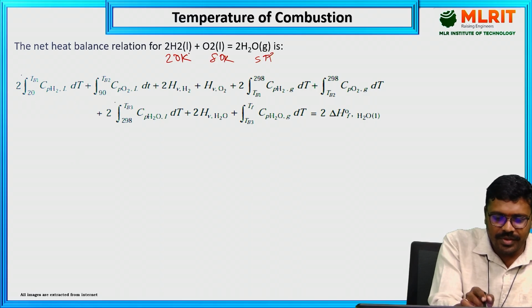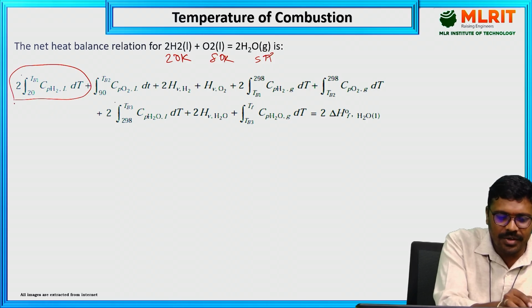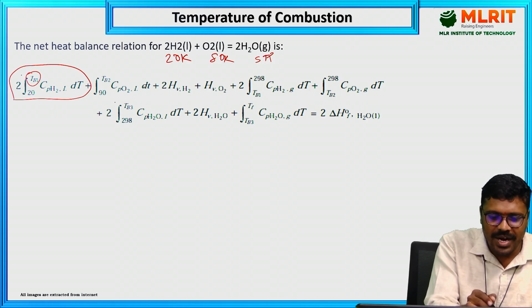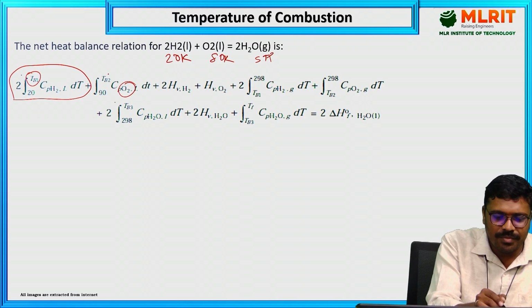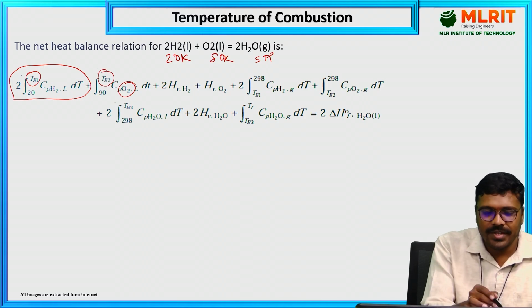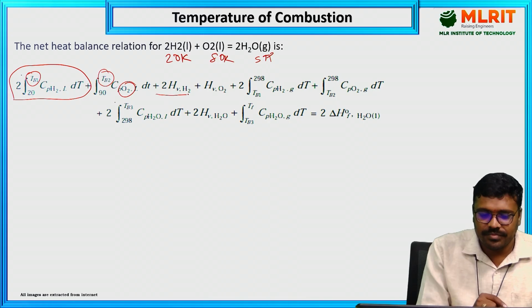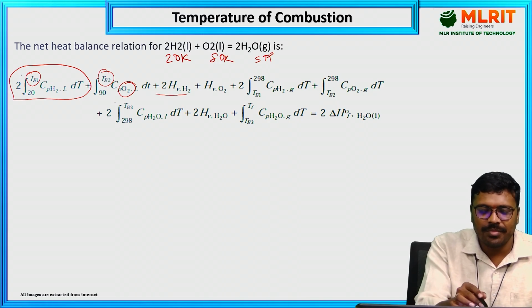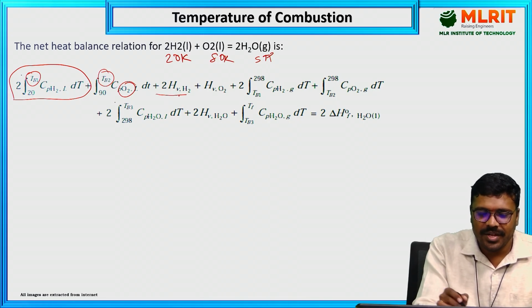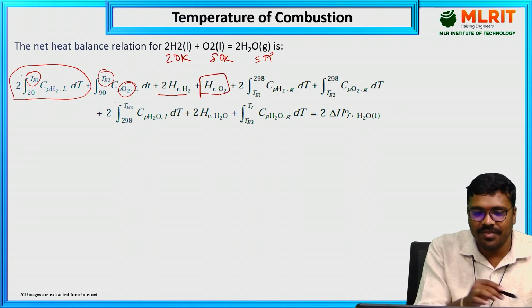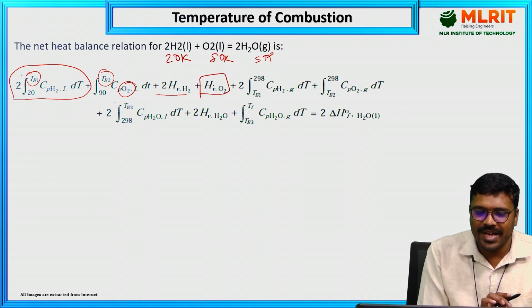Okay, this liquid hydrogen, bring it to boiling point. This oxygen also, bring it to boiling point. Okay, Cp delta T. And next, latent heat of hydrogen, to go from liquid state to gaseous state. And next, latent heat of vaporization Hv of the oxygen from liquid to gaseous state.